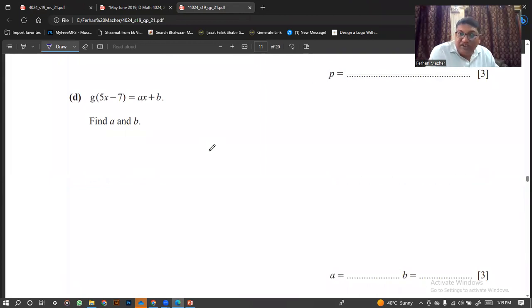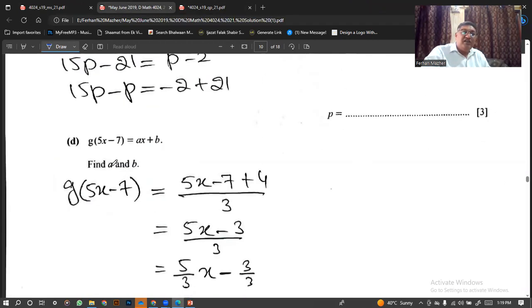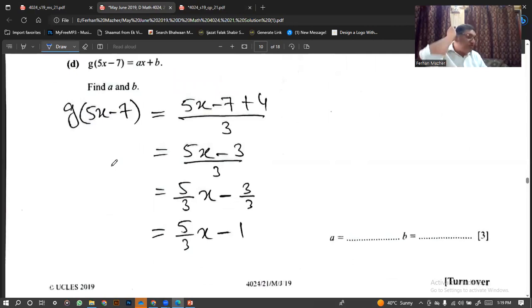In the function G, G of 5x minus 7 is equal to ax plus b. Find the value of a plus b. So in the function G, wherever there is x, I will substitute it with 5x minus 7. So G of 5x minus 7 will be equal to 5x minus 7 plus 4, the whole thing divided by 3.